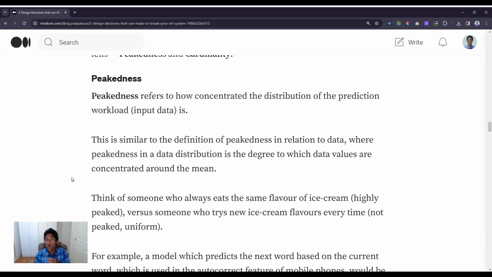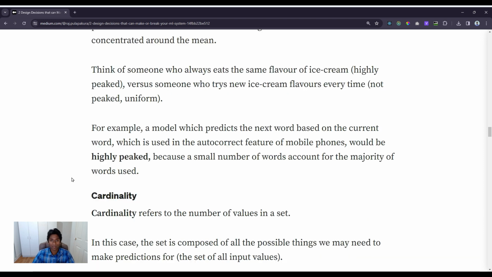Peakness refers to how concentrated the distribution of the prediction workload is. This is similar to the definition of peakness in relation to data, where peakness in a data distribution is the degree to which data values are concentrated around the mean. A real-world example of this is a model which predicts the next word based on the current word, which is used in the autocorrect feature of mobile phones. And this could be highly peaked because a small number of words account for the majority of words used.